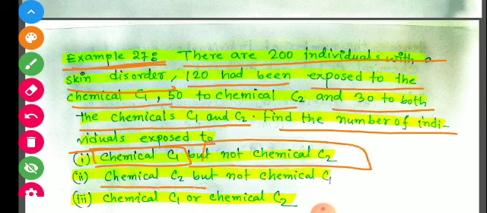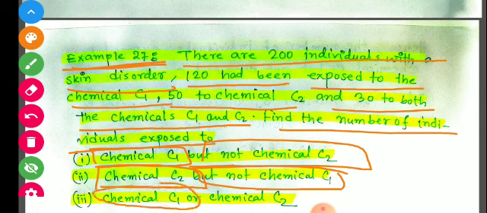Find the number of individuals exposed to chemical C2 but not to chemical C1. Find the number of individuals exposed to chemical C1 or chemical C2, that is, chemical C1 and chemical C2.